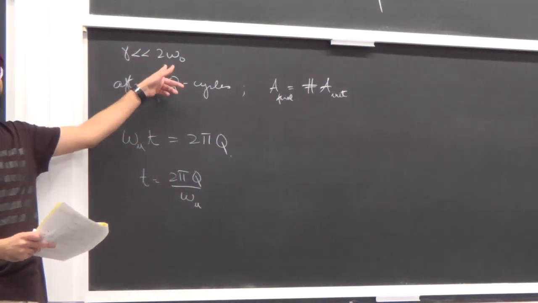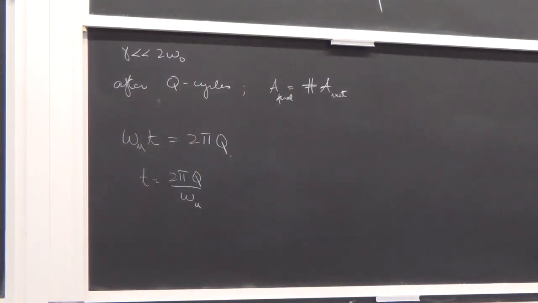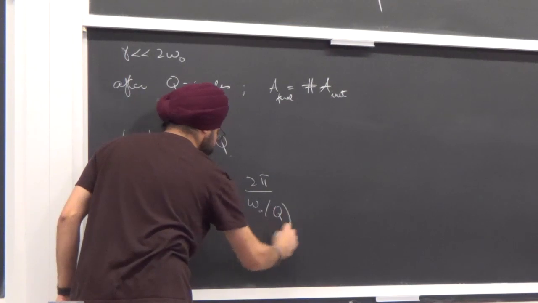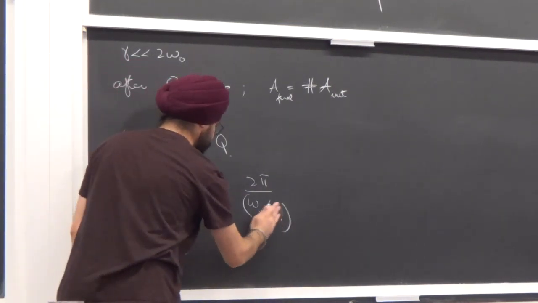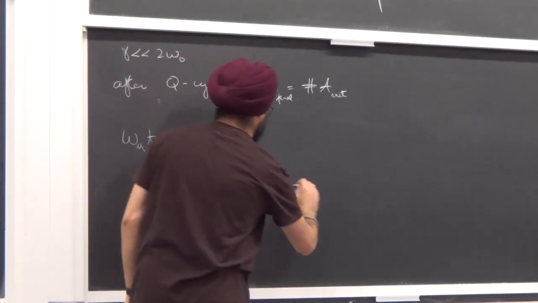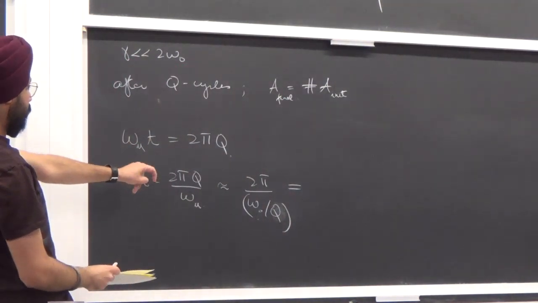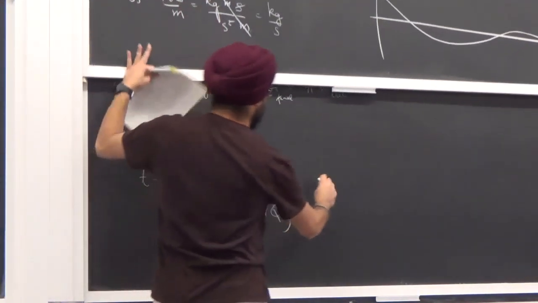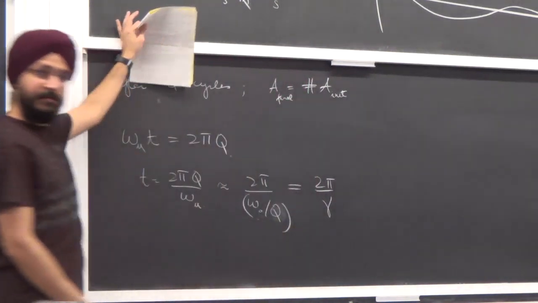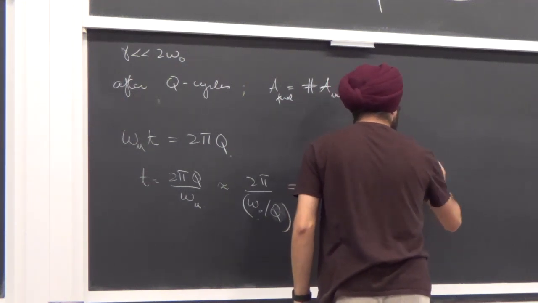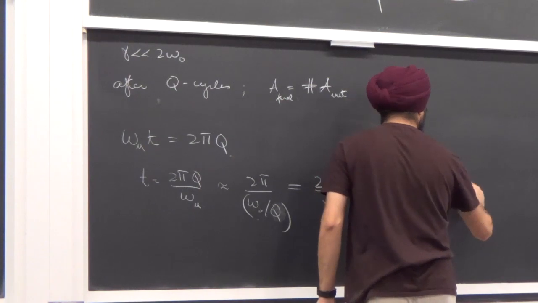For the very, very light damping case, to linear order, omega_d is approximately omega naught. So this is approximately 2 pi over omega naught times Q, and omega naught over Q is gamma. So this is 2 pi over gamma. And the final amplitude, A final, is e to the minus gamma t over 2 times A initial.